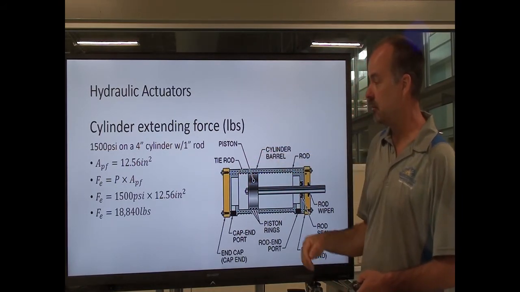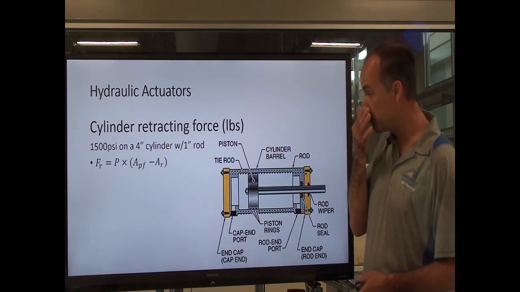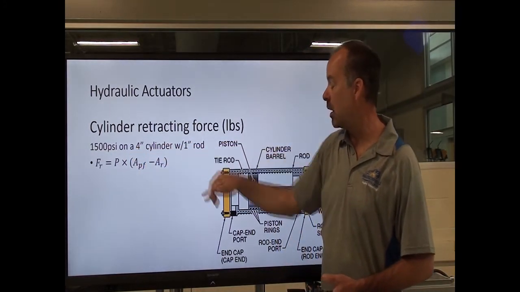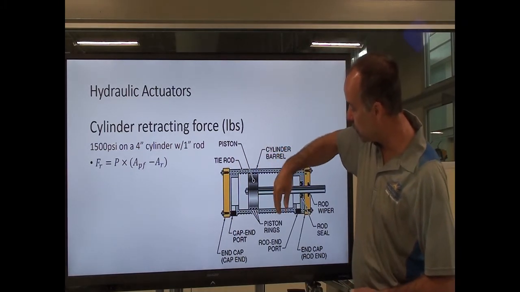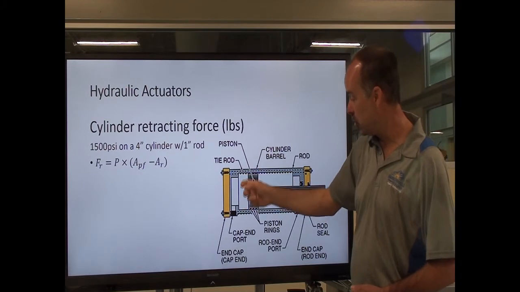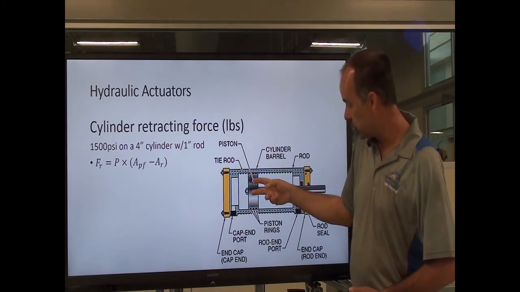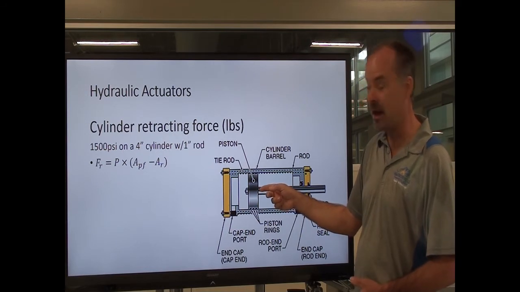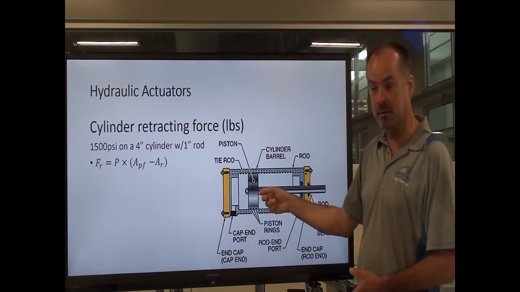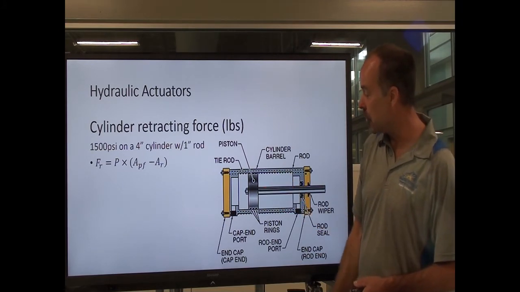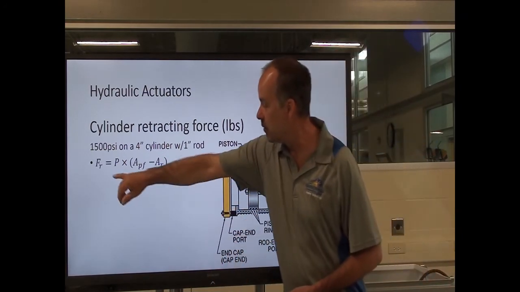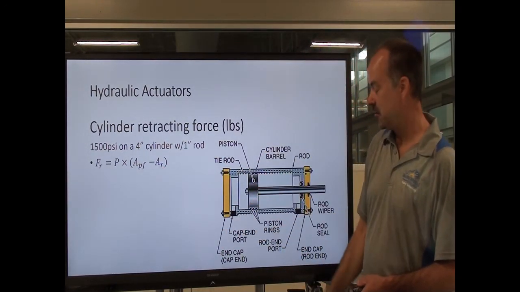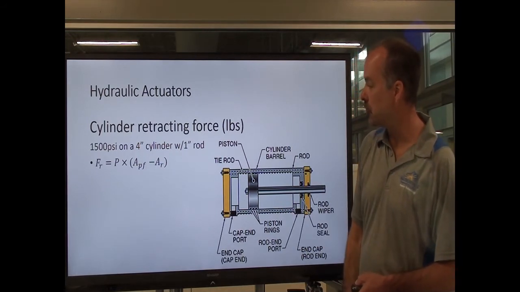Now when we calculate the retracting force, you use the same approach, but there's an extra step that's a little different. We have the same cylinder, so 1,500 psi on a 4-inch cylinder with a 1-inch rod. When we were calculating the extending force, we used the whole face of the piston because we were able to utilize the whole face to put pressure on it. But when we retract, we've got the whole face of the piston minus the area that the rod takes up, because the hydraulic fluid cannot act on that part of the piston face, since the rod is filling that area. So to calculate the retracting force, we take the hydraulic pressure times the area of the piston face minus the area of the rod. That gives us the remaining area of the piston face that the hydraulic fluid can apply force to.